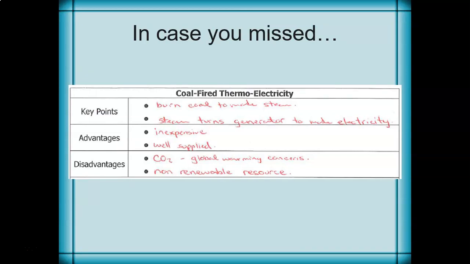Right, so just in case you missed it, coal, the key point is that you burn coal to make steam, and the steam turns the generator to make the electricity. It's inexpensive and well supplied, but you've got the carbon dioxide and the non-renewable resource, and if you wanted to throw in a third one, you could throw in acid precipitation or deposition.